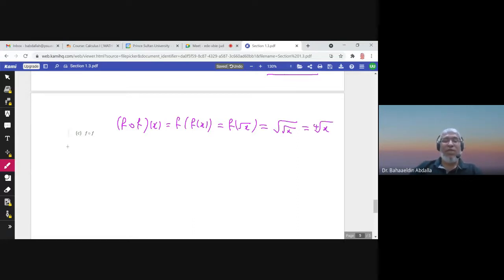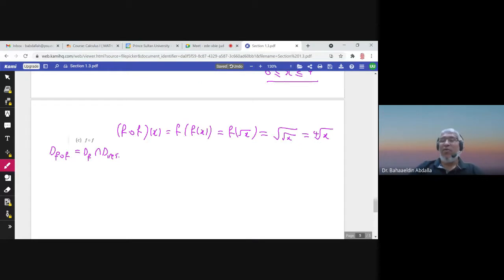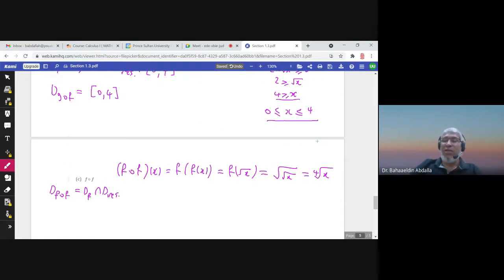Now what is the domain of f circle f? Okay, it would be the domain of f intersection the domain of the result. We have seen that the domain of f is from 0 to infinity. The domain of the result here is also from 0 to infinity because the fourth root is similar to the square root. So the domain would be from 0 to infinity.